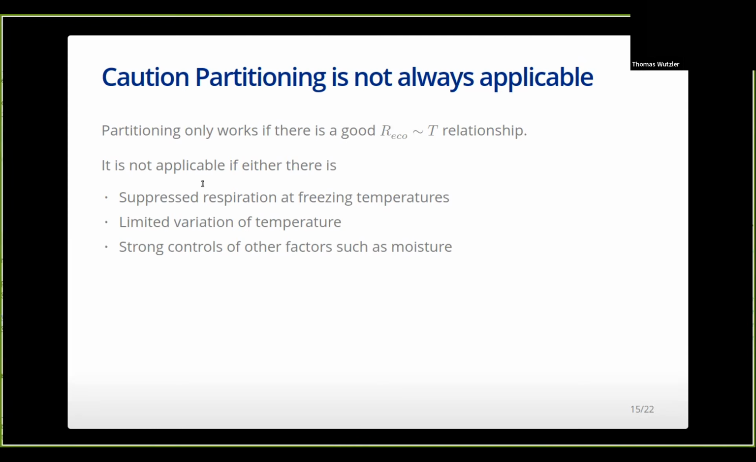So if you use REddyProc to partition those fluxes, sometimes REddyProc complains and says, okay, I can't really get a good temperature respiration relationship. You may try to tune parameters and get something, but there are sites where this partitioning just doesn't work because of other factors.